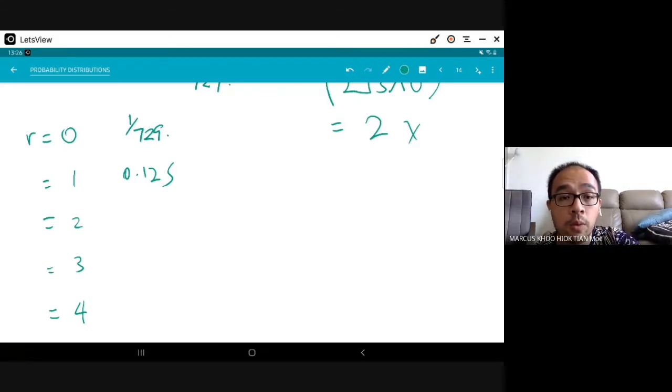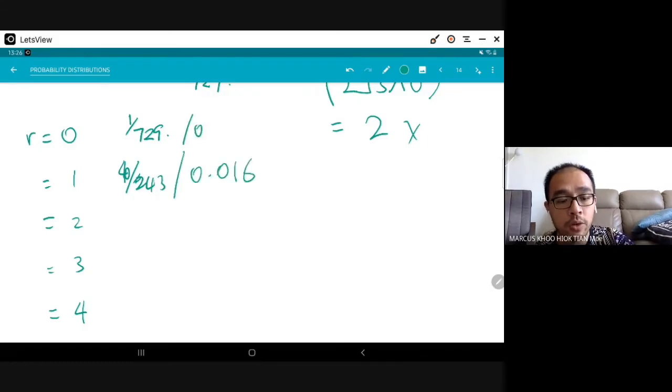Oh no, no wonder saya tidak anu. Okay, hold on. 4/243, 0.016. Okay, yang 1/729 you can do 0.001. Actually for me either way also can. Sebab tujuan kita membuat jadual ini adalah untuk membuat graph. Okay, so the graph is actually more important.